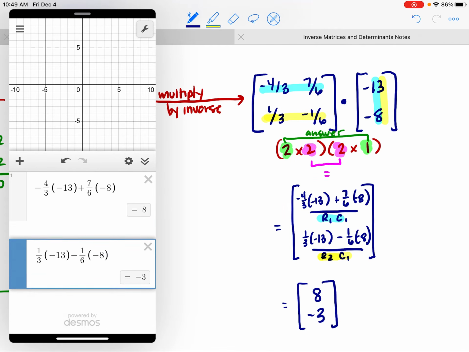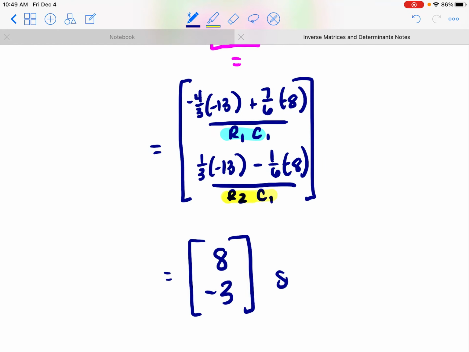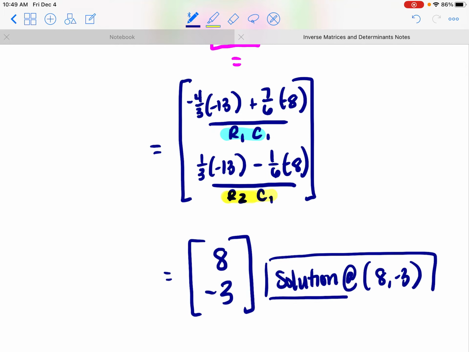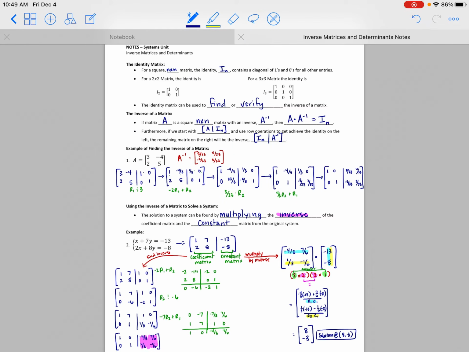So according to all this, this system should have a solution at 8 and negative 3. And that would be really easy to confirm. This is clearly not an efficient way to solve this system. Again, this is stuff that we use more for larger systems. This is just supposed to be an introduction.